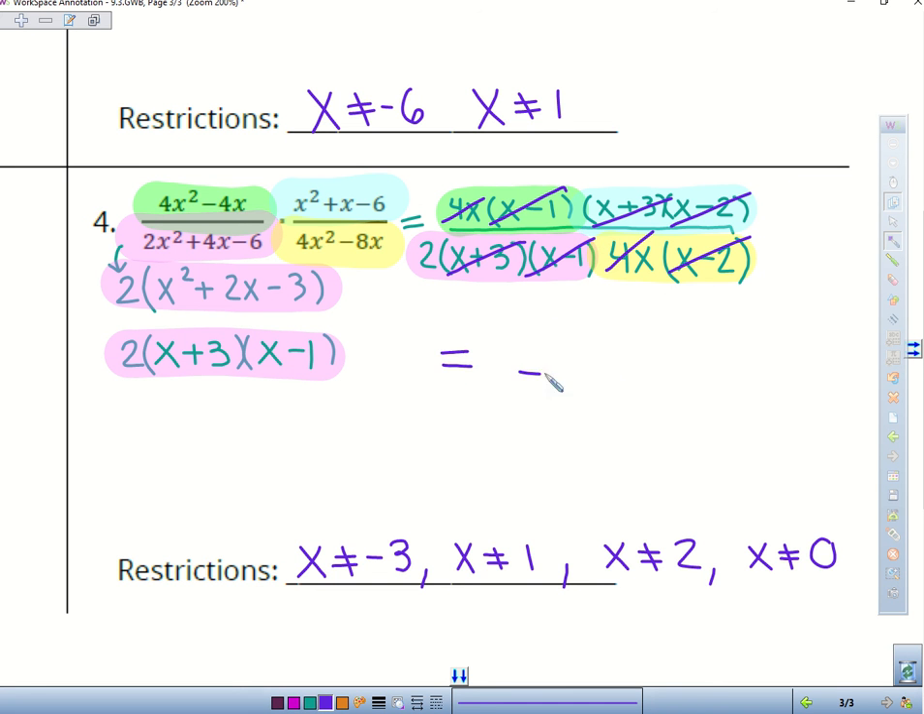What do you notice happened to the numerator? It all got canceled out. Which leaves me with a 1.